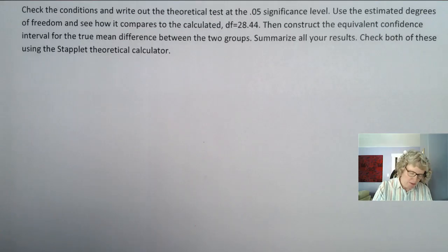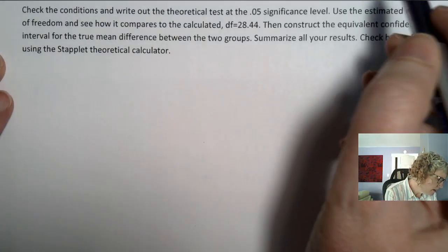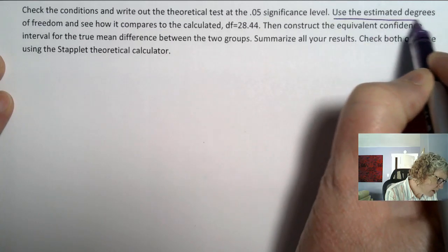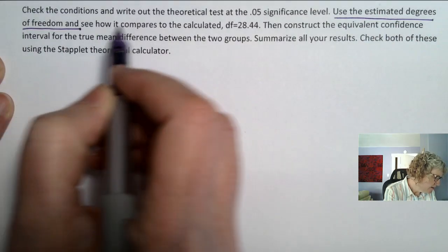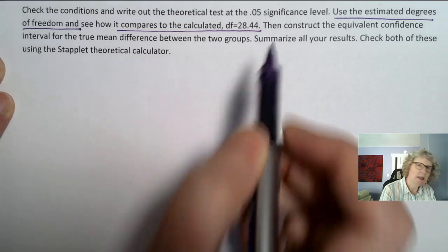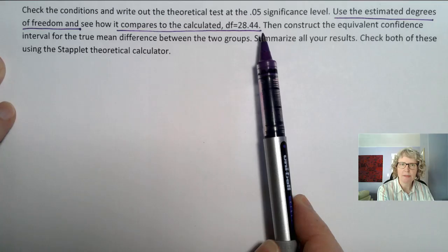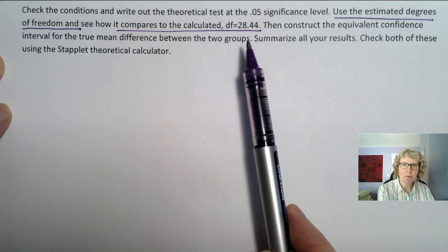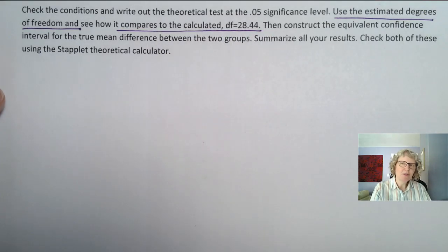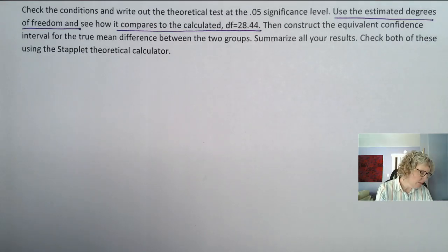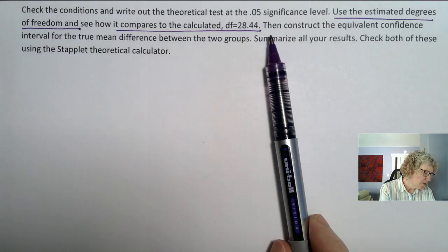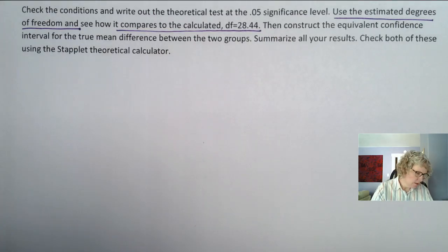Okay, so let me see what else we've got here. It says use the estimated degrees of freedom and see how it compares to the calculated degrees of freedom. And the calculated degrees of freedom is 28.44. So see how that'll be given to you in a problem. And also notice it's not a whole number. So that nasty formula with the square roots in it gives you a decimal, and that's okay. They will accept a decimal input. The technology will.